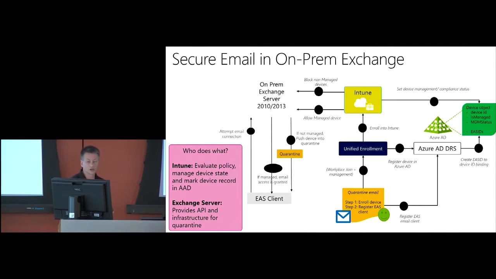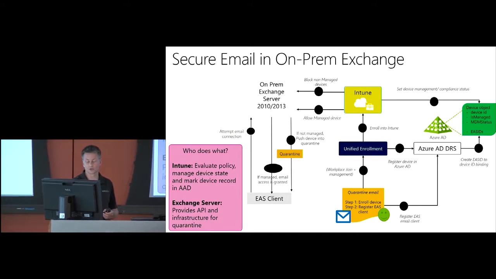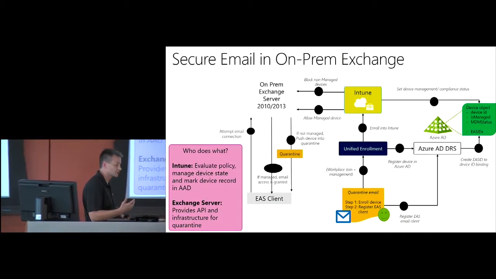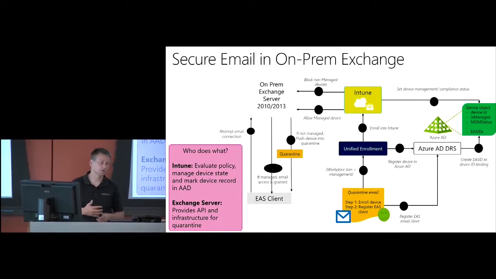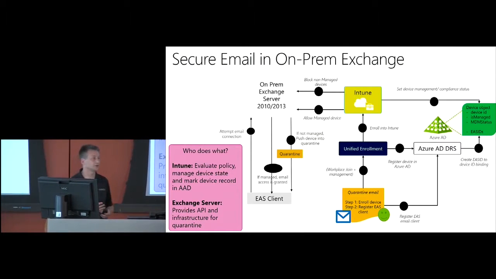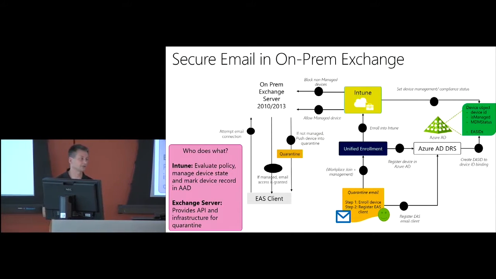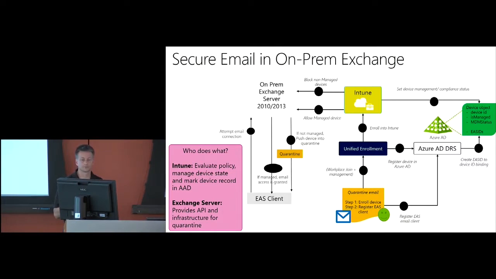Once they've enrolled, then Intune is going to update Azure Active Directory. In this case, with Exchange On-Prem, there's a connector between Intune and the on-prem Exchange server that is then going to update the on-prem Exchange server to say that this device is now unblocked, that it is managed, it is compliant, and is therefore able to access email. Okay.